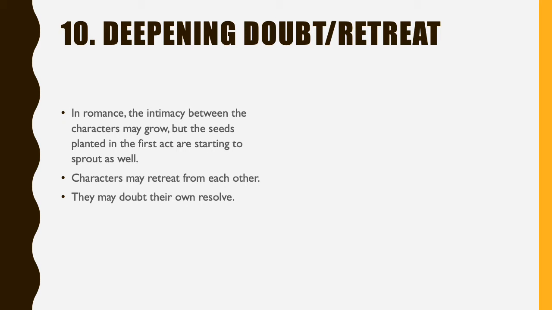The characters may retreat from each other as a result. Or they may doubt their own resolve to keep going forward to achieve a goal. This is a doubt that is ruining their hope, essentially. So in Beauty and the Beast, Belle tries to stop Gaston from going to the castle, but ultimately she's helpless because what can one woman do against this huge mob?